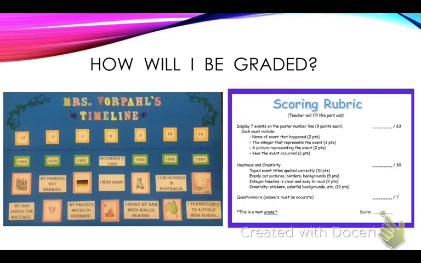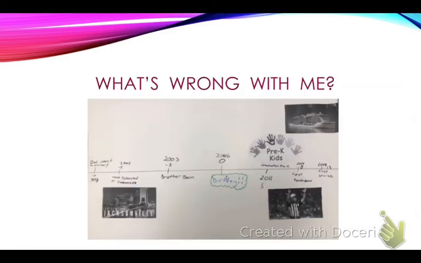Then also, the final thing you can see, the questionnaire is worth 7 points. And be reminded, this is a test grade. I want you to look at this and help me to understand what is wrong with this project. Very true. There's not a whole lot of creativity happening on this project, okay? It's not a colorful poster. It's very boring, okay? What else?